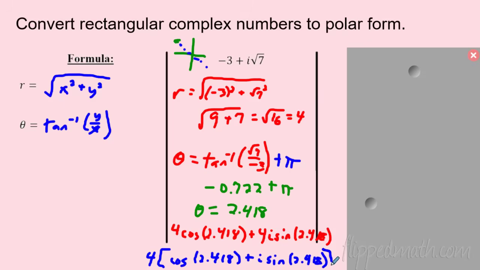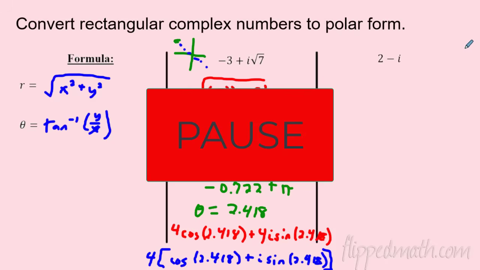Oh my goodness, close the brackets. That means just distribute the 4. There it is right there. Holy cow. Why don't you pause it and try this one and see how it goes? Good luck.